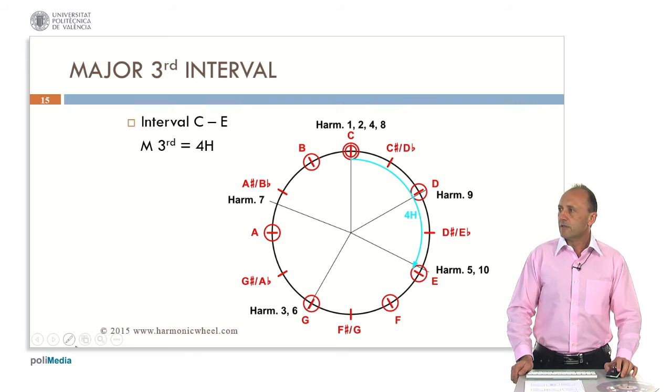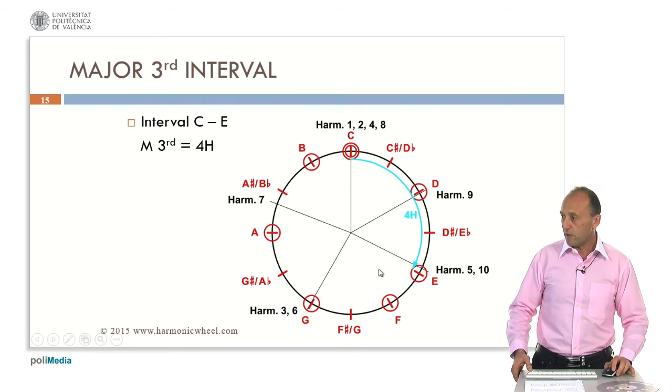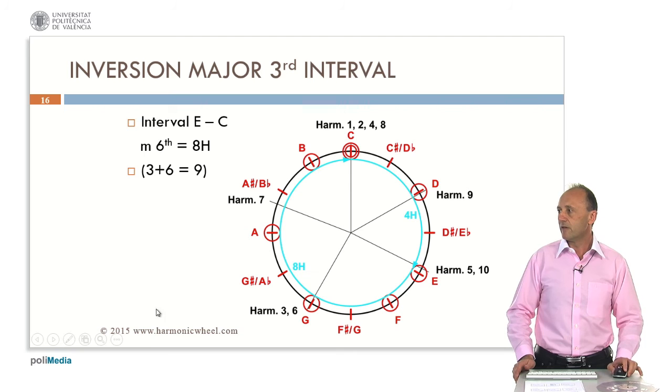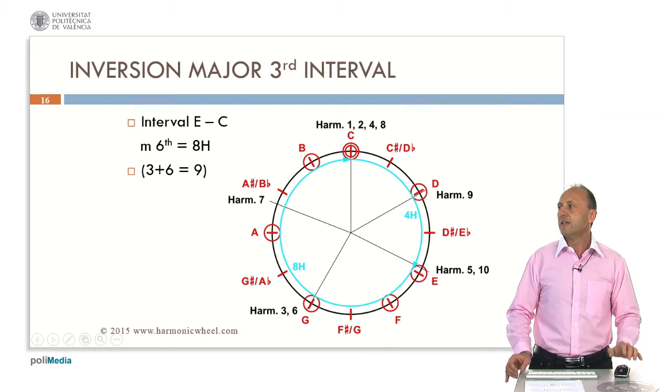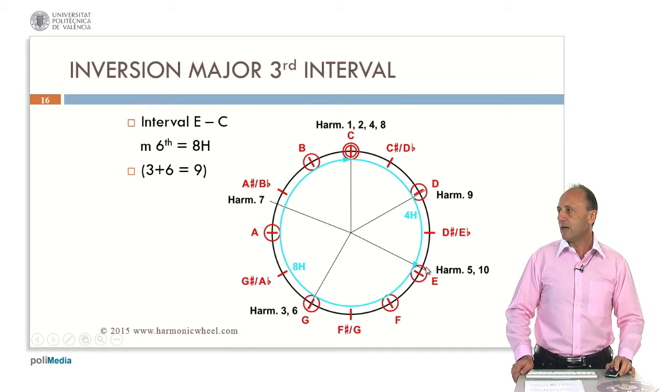Now we consider the inversion of the major third interval. That is, we go from E to C. The notes are E, F, G, A, B, and C, a sixth, and the number of half steps in this interval is 8, one less than the major sixth, so it is a minor sixth. The sum of the numbers in the two intervals, 3 plus 6, is 9.